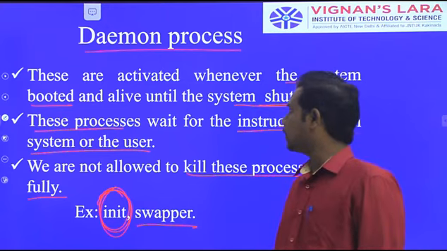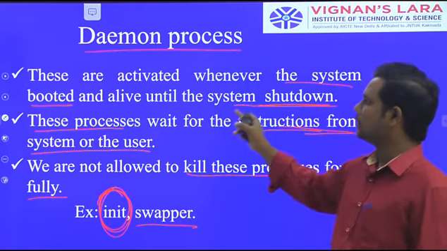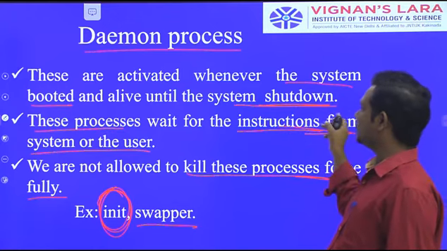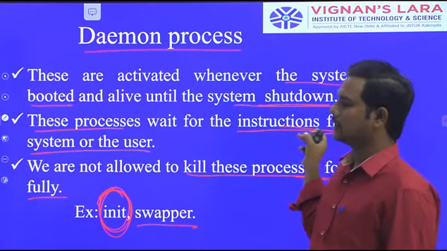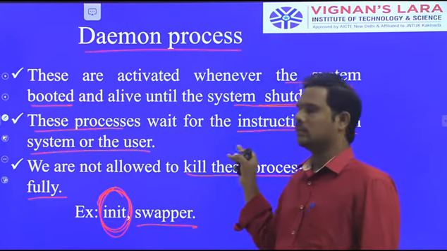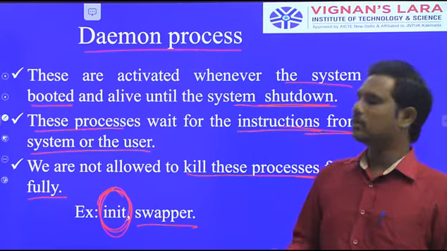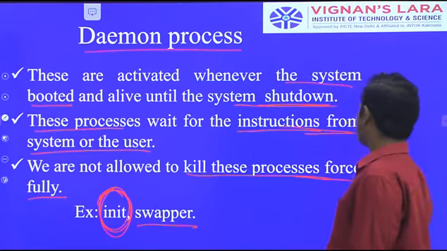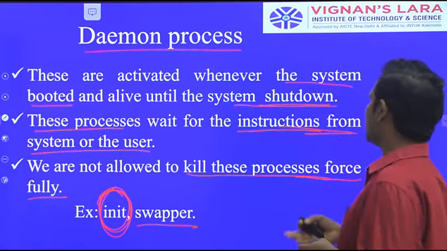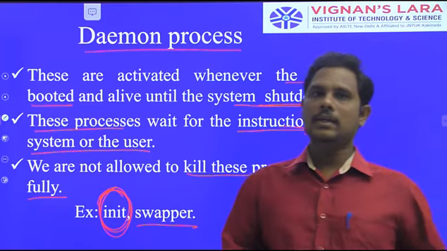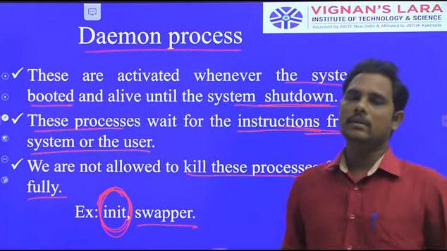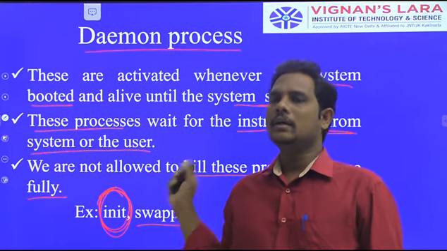The daemon processes are activated whenever the system is booted and alive until the system is shut down. Those processes wait for the instruction from the system or user, and the instruction will be taken from the system or user. We are not allowed to kill those processes forcefully. The init method and swapper class are daemon processes. This is one of the best examples of a daemon process, the init method.